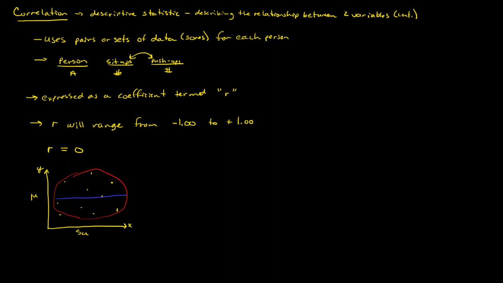What would an R close to positive 1.00 look like? Well, again, let's just go to a little graphical representation here. Let's give a y-axis and an x-axis. This is going back to the same push-up, sit-up data that we were looking at before. You might have something that looks like this.